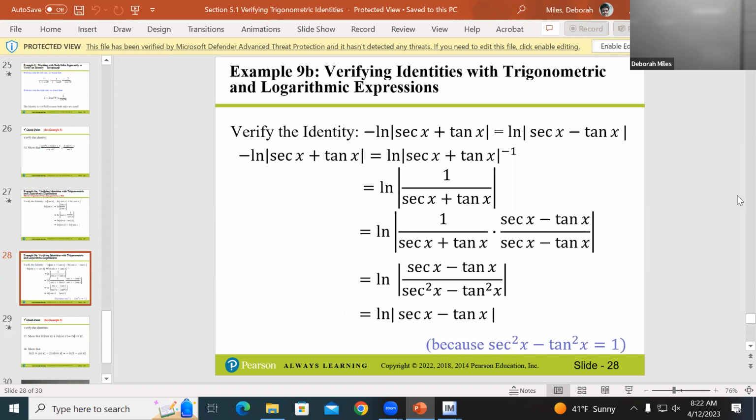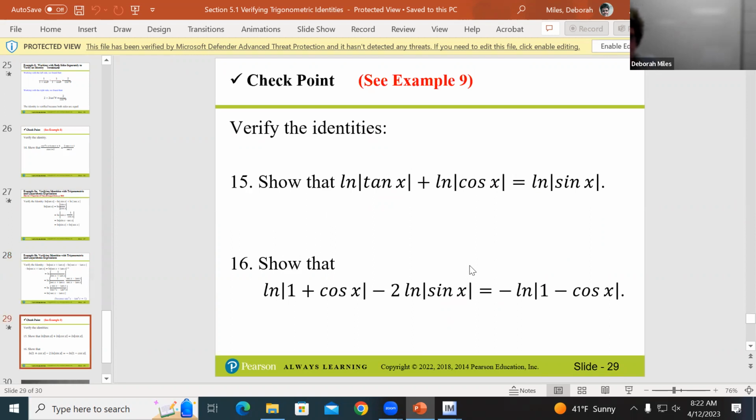So that one was a little bit harder. We just had to start with a different property, the property log of something to a power. We can put the power out front or vice versa. So now can we do a couple of these ourselves? Number 15 and 16, and heck, that's all.